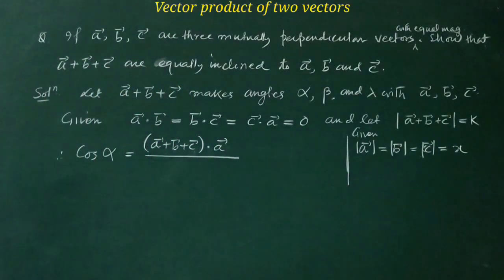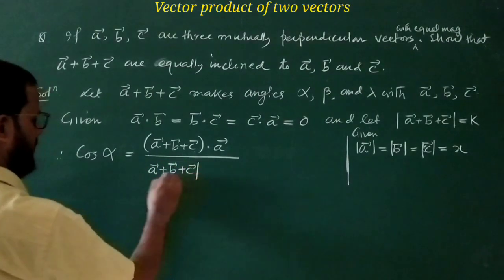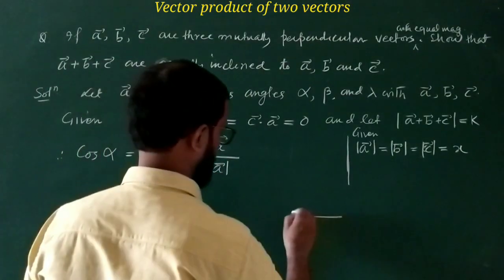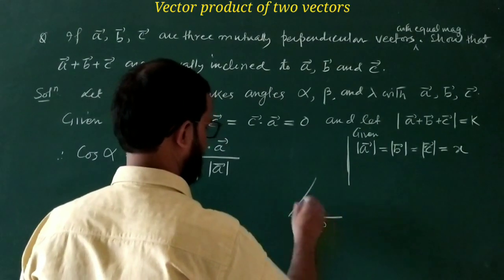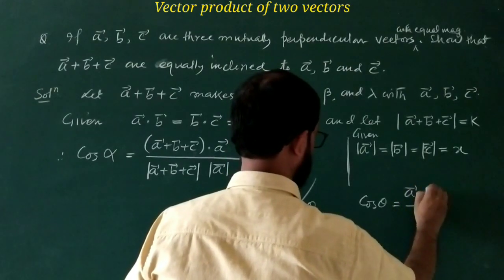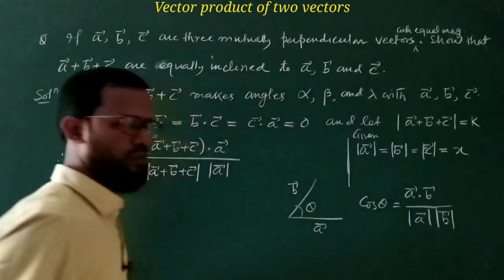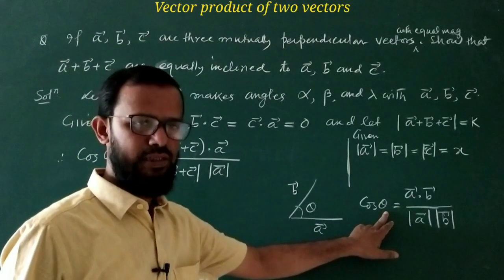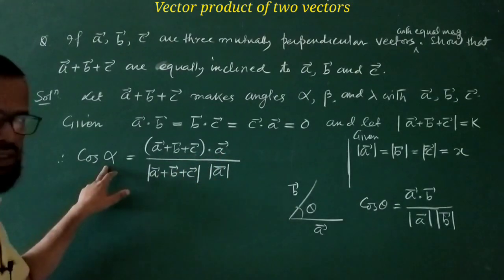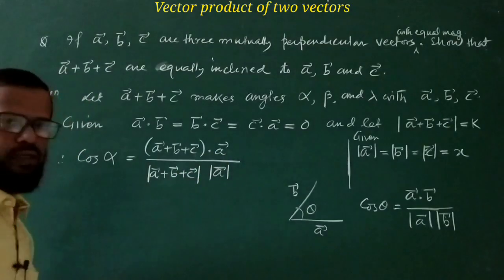Okay. So cos alpha equal to this divided by magnitude of a vector plus b vector plus c vector into magnitude of a vector. I hope you understand. We know that if a vector and b vector make an angle theta, then cos theta equal to the dot product between the vectors divided by magnitude of a into magnitude of b. This is the particular relation when you find the angle between two vectors. So here the angle between this vector and this vector is alpha, so cos alpha equal to the dot product between the vectors divided by their corresponding magnitudes.